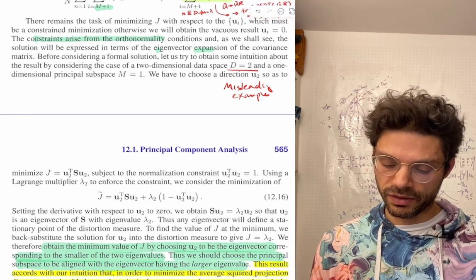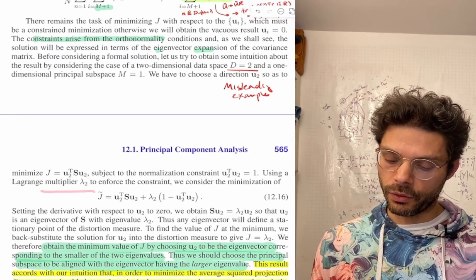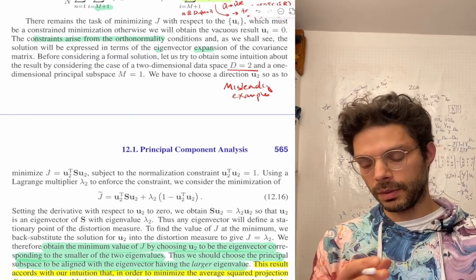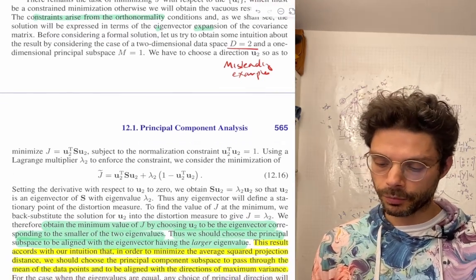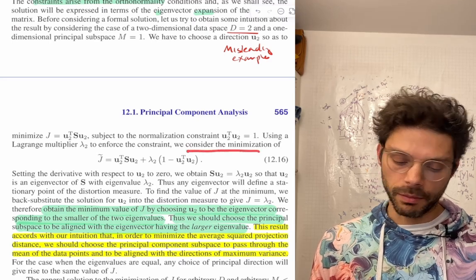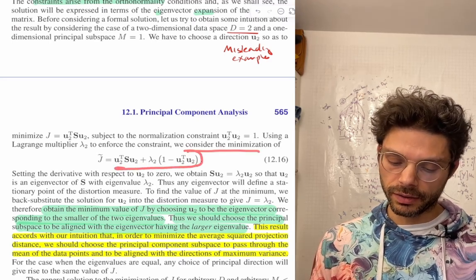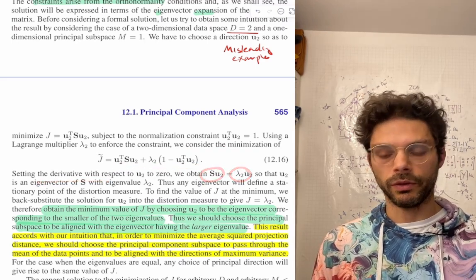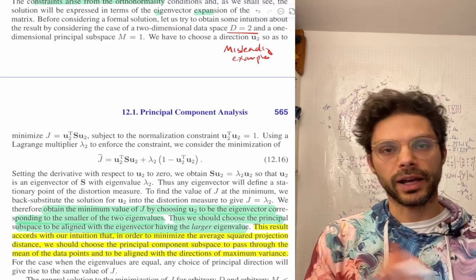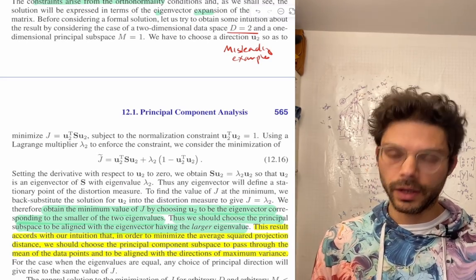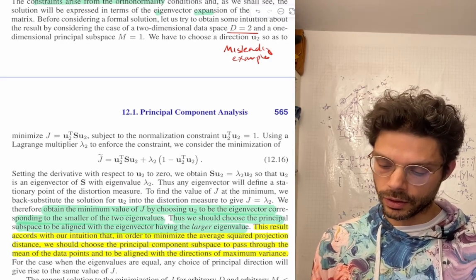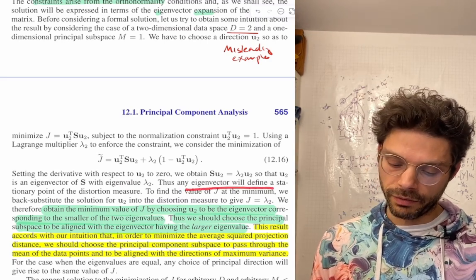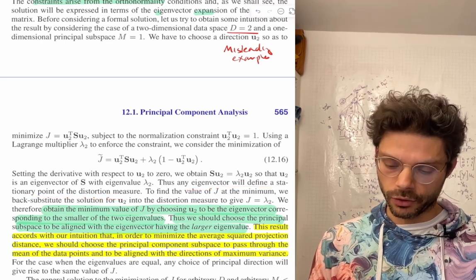Okay, so we say, well, what happens? So using a Lagrange multiplier to enforce the constraint. This should be a bit familiar from the last time. We consider the minimization of this, setting the derivative with respect to U. We obtain that S of U2 is lambda 2 U2. So this is like the eigenvector equation that we got before when we were talking about the minimum variance formulation. Thus, any eigenvector will define a stationary point of the distortion measure.